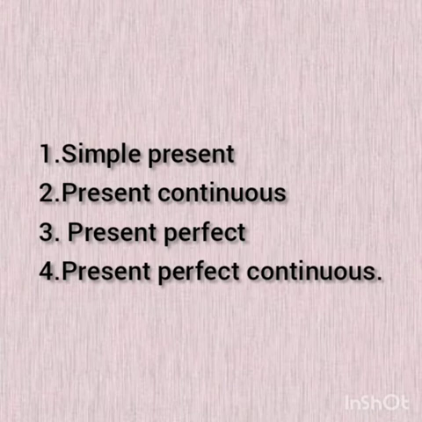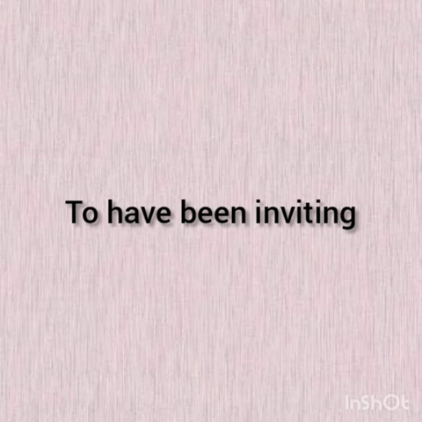For more clarity, let's explain these through an example. To invite. The example to invite is in simple present form. The present continuous is to be inviting. The present perfect is to have invited. The present perfect continuous is to have been inviting. I think we all are familiar with the format of these tenses.